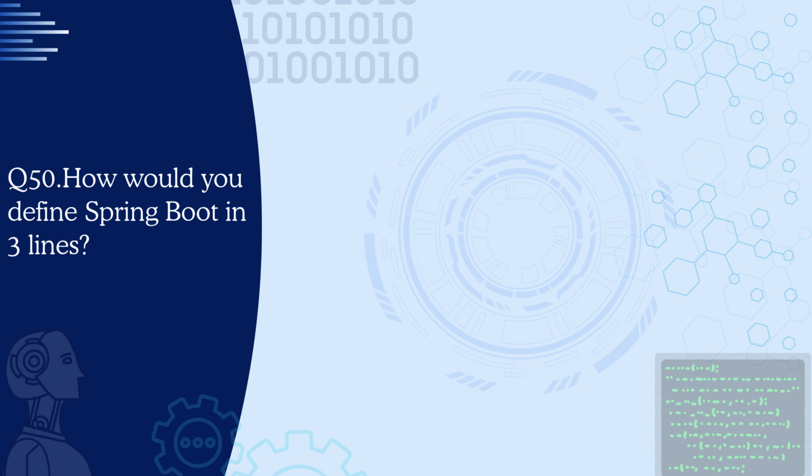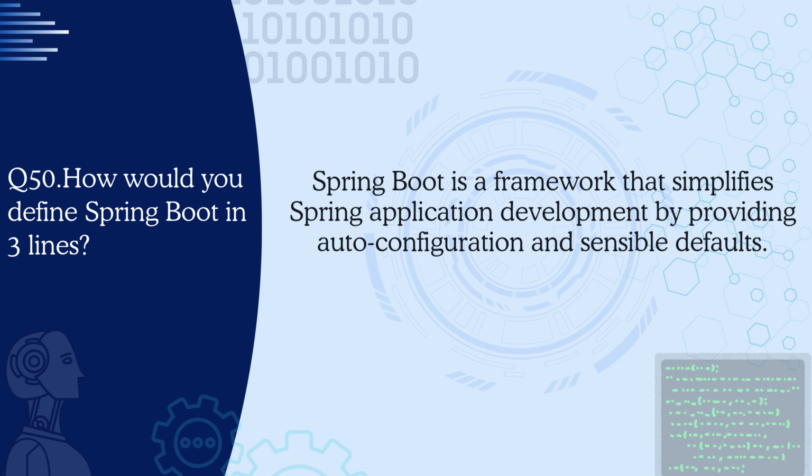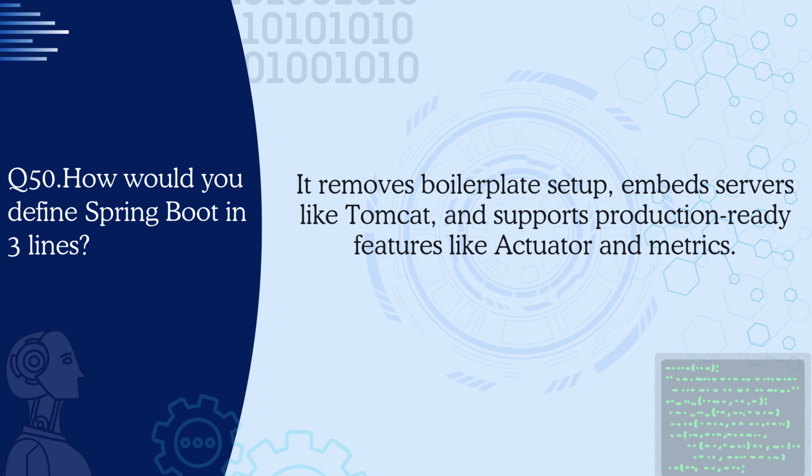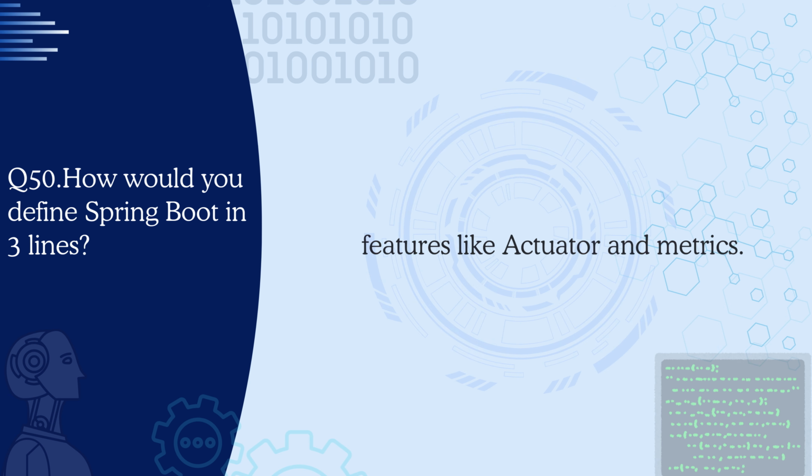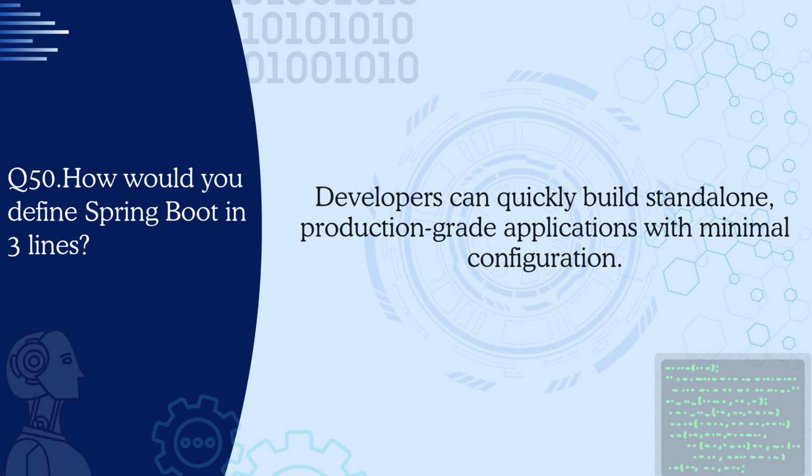Okay, so I would define Spring Boot like this. Spring Boot is a framework that simplifies Spring application development by providing auto configuration and sensible defaults. It removes boilerplate setup, embeds servers like Tomcat, and supports production ready features like actuator and metrics. So developers can quickly build standalone production grade applications with minimal configuration.